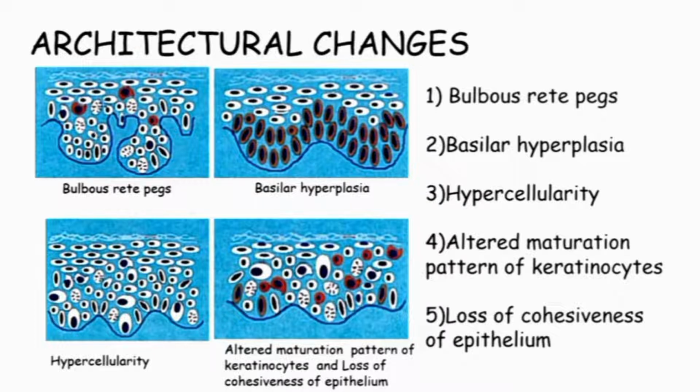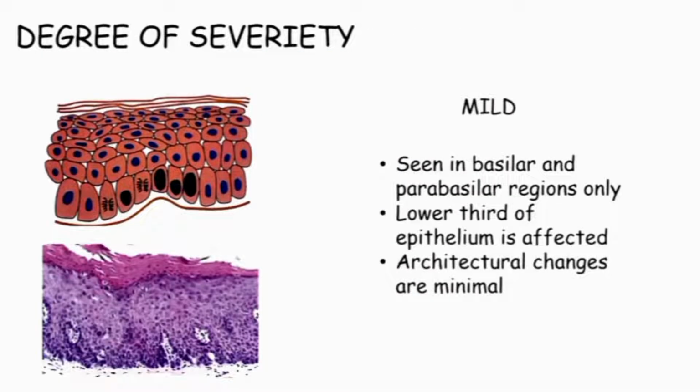The degree of severity of epithelial dysplasia is understood by the extent of changes noticed in the epithelium. Based on this, it is classified as mild, moderate, and severe. In mild, we can see changes in basilar and parabasilar region only. Lower third of epithelium is affected.